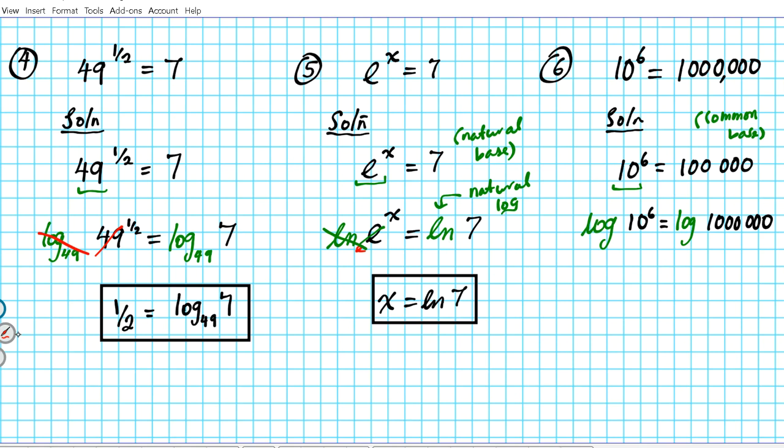Alrighty, so we were taking the common log of both sides. On the left side, since there's an invisible 10 right here, we don't normally write it, but I'm just going to write it there so you can see what's going on. So put a 10. So these two take each other out. And then we're left with 6 equals the common log of 1 million. So remember, for common log, you don't put any number there. That automatically implies that the base is 10. Ladies and gentlemen, that's the answer to question number 6.